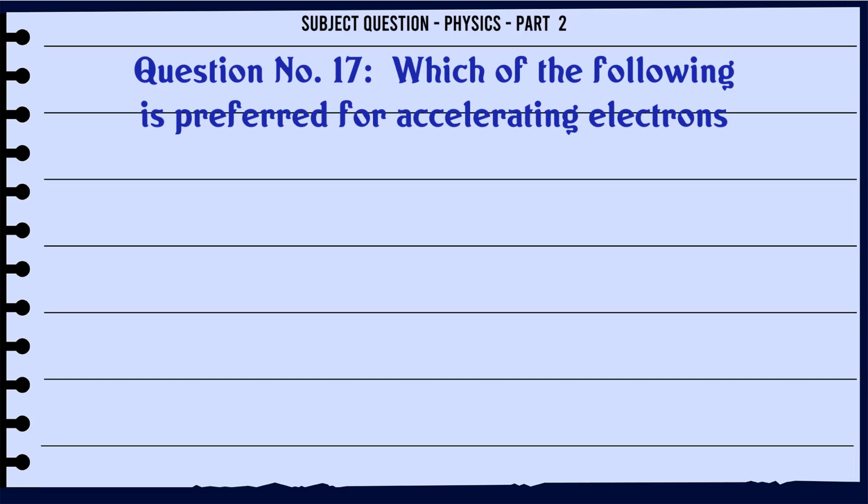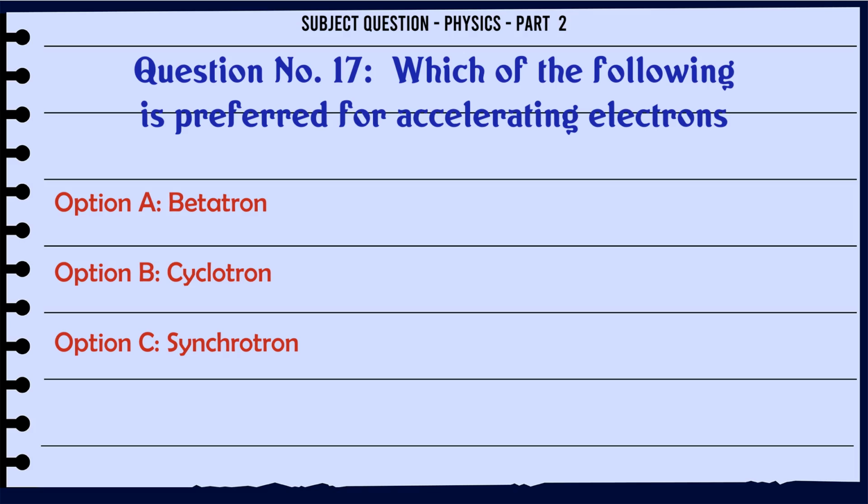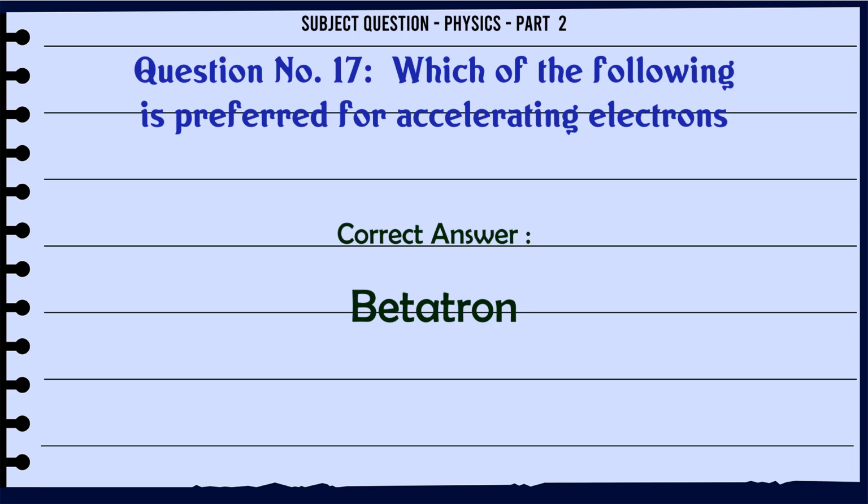Which of the following is preferred for accelerating electrons? A. betatron, B. cyclotron, C. synchrotron, D. Van de Graaff generator. The correct answer is betatron.